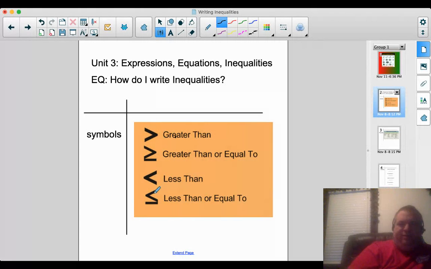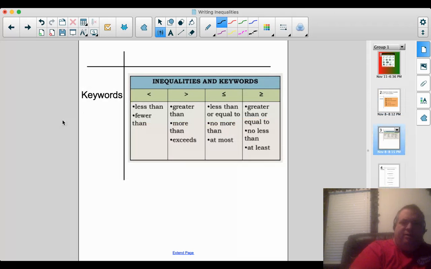Same for less than and less than or equal to. Less than just means strictly the first number is smaller than the second one. Here, the first number can be smaller or the same, it just can't be bigger. So make sure you're familiar with those symbols. There's some keywords to look out for. I don't think you need to write down the actual name of the symbols, although those will be used a lot of times: less than, greater than, less than or equal to, greater than or equal to. But there's some other ways that might be phrased that you want to keep an eye out for.